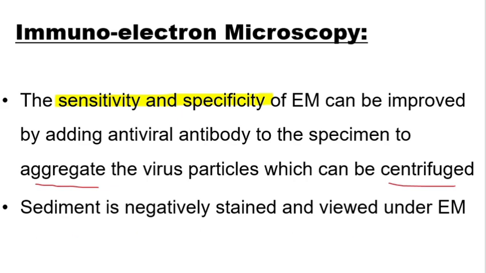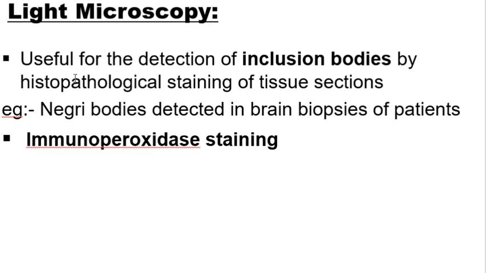electron microscope. So the next one is light microscopy. Light microscopy is useful to detect inclusion bodies by histopathological staining of tissue sections. Inclusion bodies are structures seen with different sizes, shapes, locations and staining properties, which can be demonstrated in virus-infected cells under the light microscope. Here we are observing these inclusion bodies in the tissue sections of the infected host. For example, we can detect Negri bodies in the brain biopsies of rabies-infected patients. The staining method used here is immunoperoxidase staining.